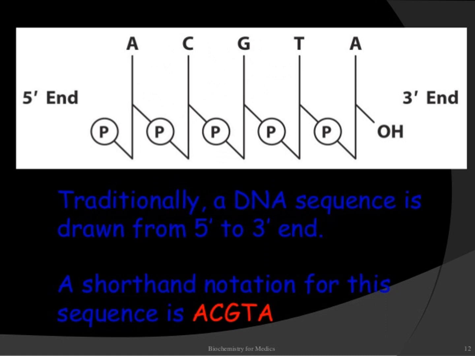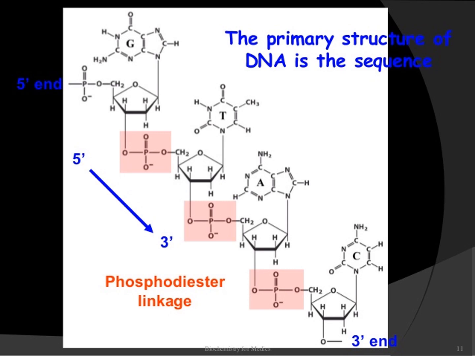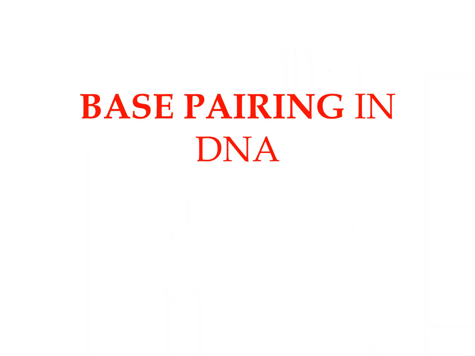So traditionally, the DNA sequence is drawn from the 5' to the 3' end. The opposite strand is the 3' to 5' end. So this is the primary structure of DNA. In this, you can see the phosphates, sugars, and bases attached together. Now we'll see the base pairing of the DNA.